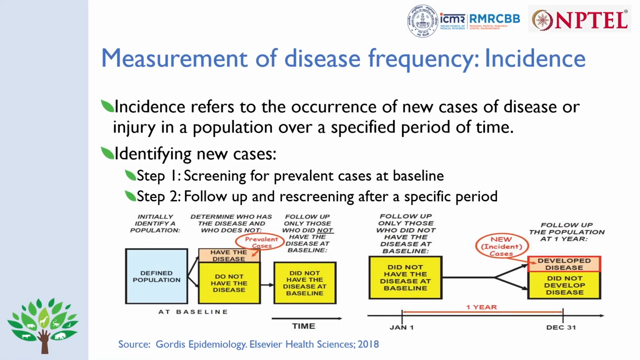So you can see that at the baseline these are the prevalent cases, the old cases. After follow-up of those who didn't have the disease, after 1 year this many are developing the disease. This population are the new or incidence cases. So this is incidence.